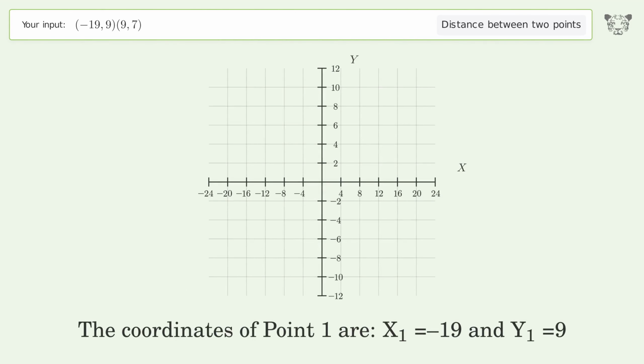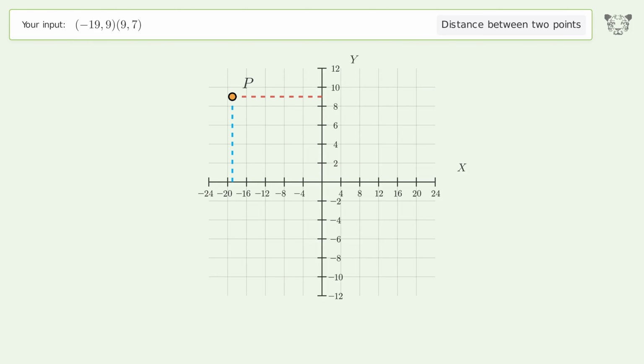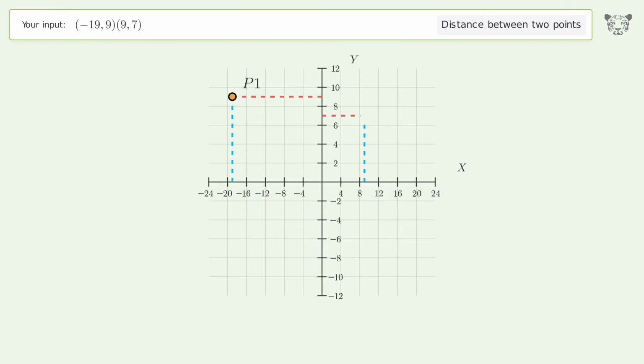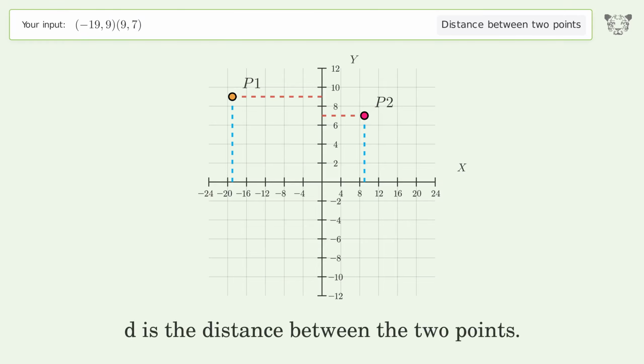The coordinates of point 1 are x1 equals -19 and y1 equals 9. The coordinates of point 2 are x2 equals 9 and y2 equals 7. D is the distance between the 2 points.